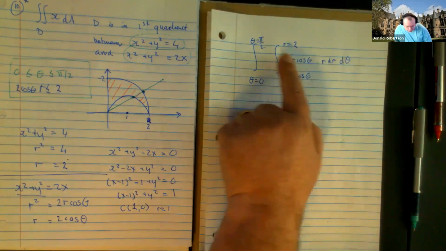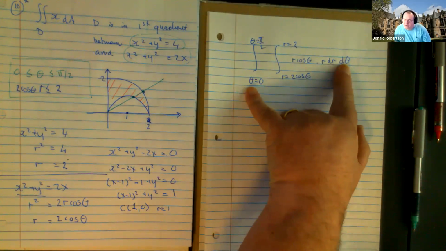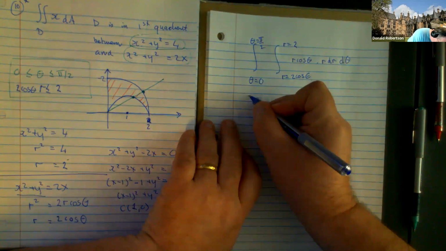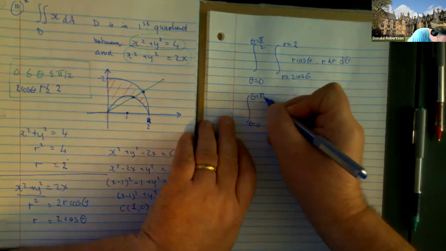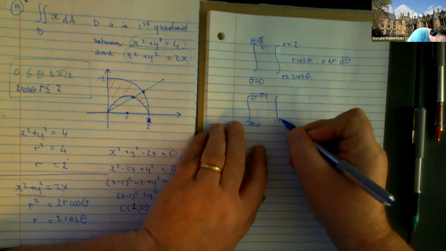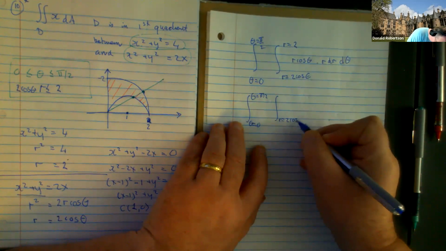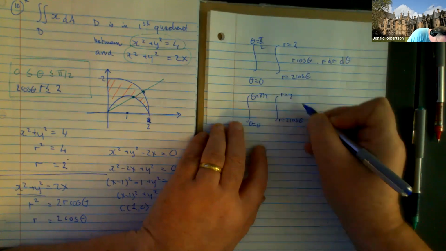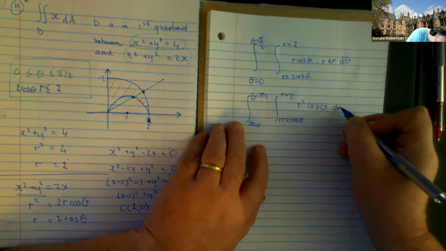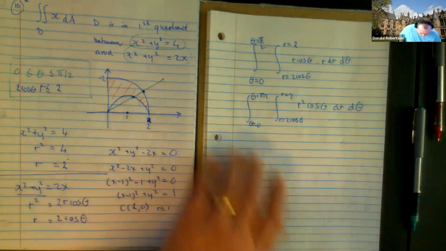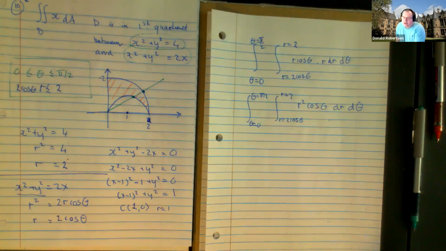So in this case, the order was important. You see, we finished with theta on the outside. I'm going to do a little bit of tidying up here. And we now have from r equals 2 cosine theta to r equals 2. And we have r squared cosine theta dr d theta. Is this function separable? Be careful. Is this function separable?